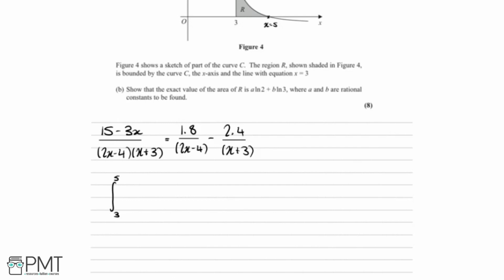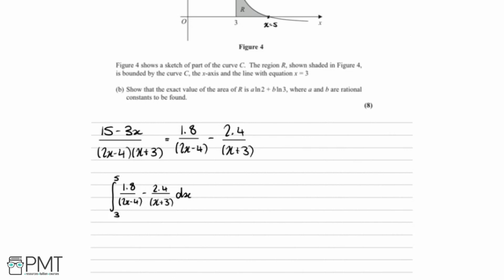And we're integrating this curve here, but instead of writing it in this form, we're going to write it in the partial fraction form here. So we've got 1.8 over (2x minus 4) minus 2.4 over (x plus 3), and we're going to integrate that with respect to x.